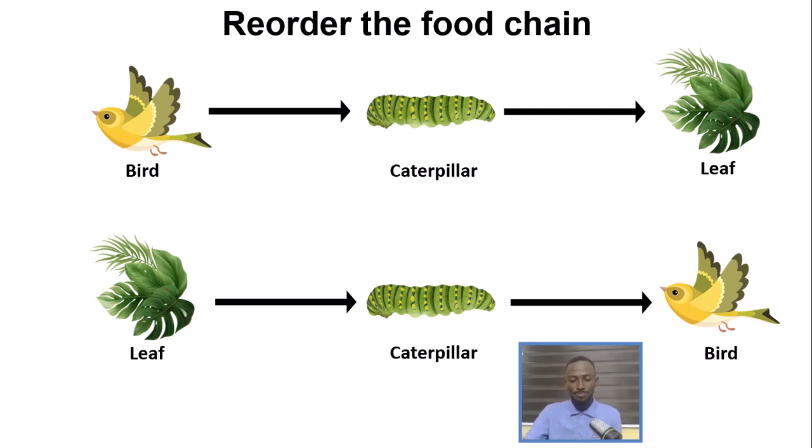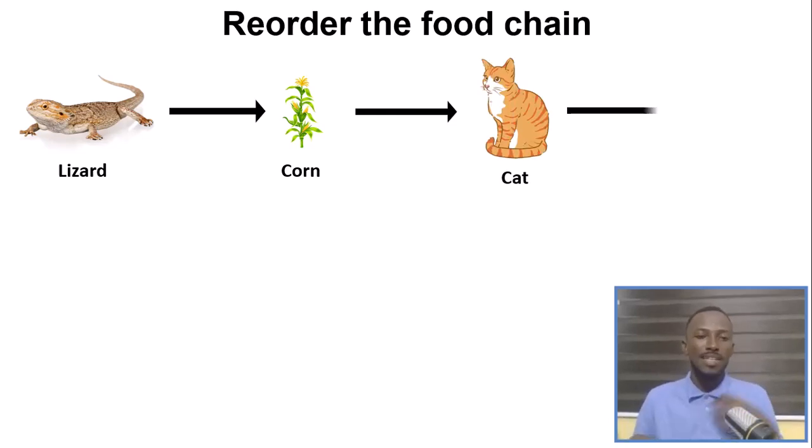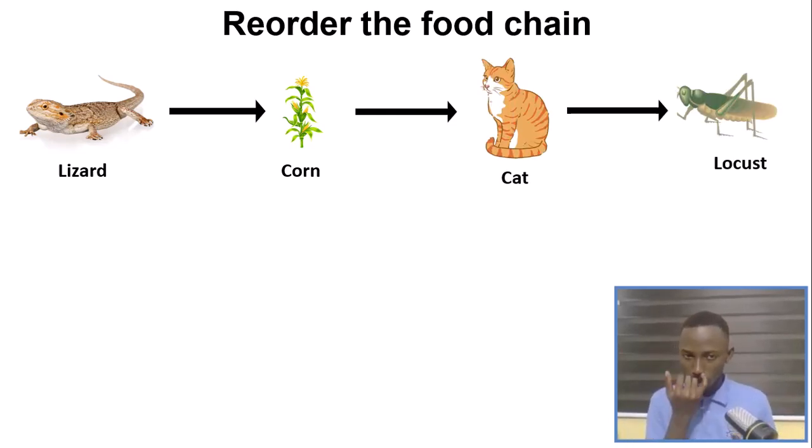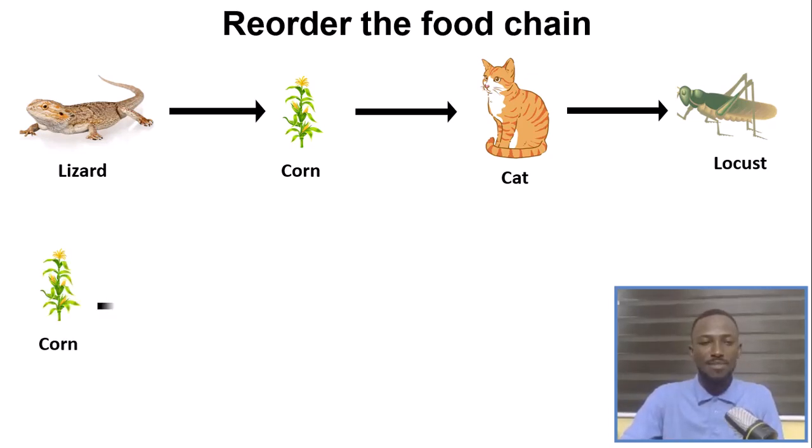Now for our next food chain that has been mixed up, we have lizard to corn to cat to locust. What does that mean? Simple, right? It means lizard has energy stored in it, and corn eats the lizard to get the energy. And then cat eats corn to get energy from the corn, and locust eats cat. That's what the food chain is saying. If you look at the direction of the arrowhead, this is obviously wrong because it doesn't happen in nature. So what's the right order?